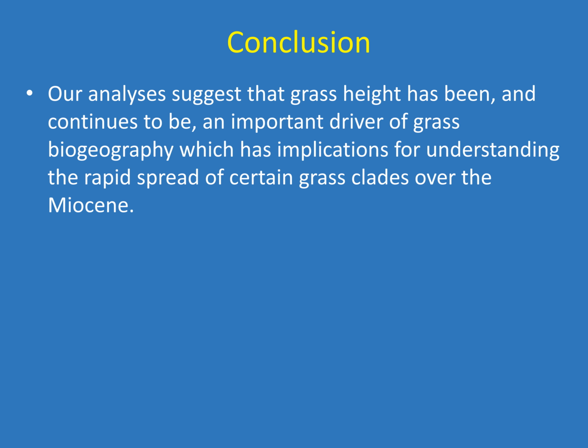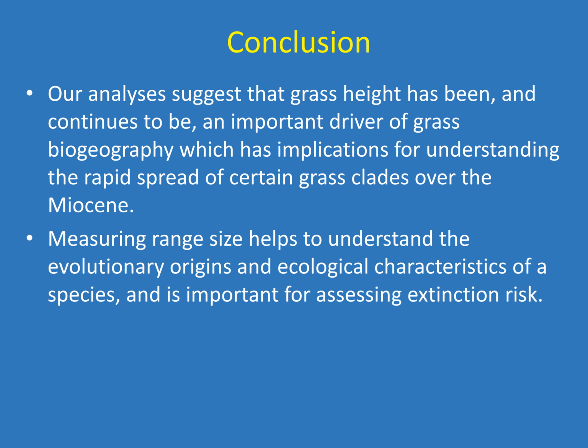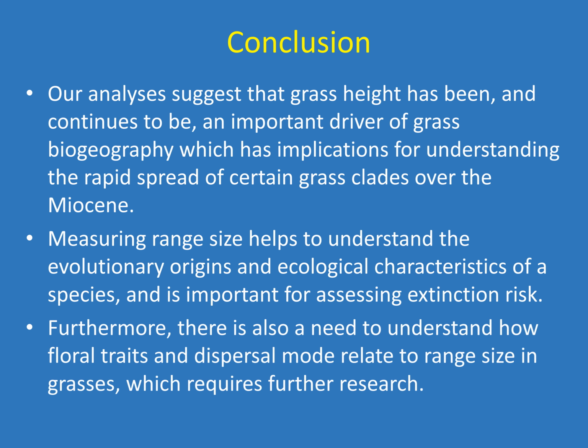Conclusion. Our analysis suggests that height has been and continues to be an important driver of grass biogeography, which has implications for understanding the rapid spread of certain grass clades over the Miocene. Measuring range size helps to understand the evolutionary origins and ecological characteristics of species, and is important for assessing extinction risk. Furthermore, there is also a need to understand how floral traits and dispersal mode relate to range size in grasses, which requires further research.